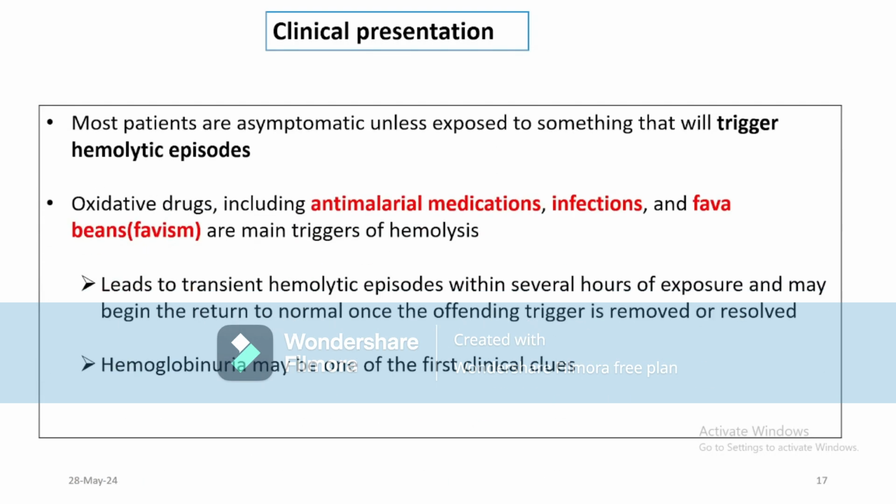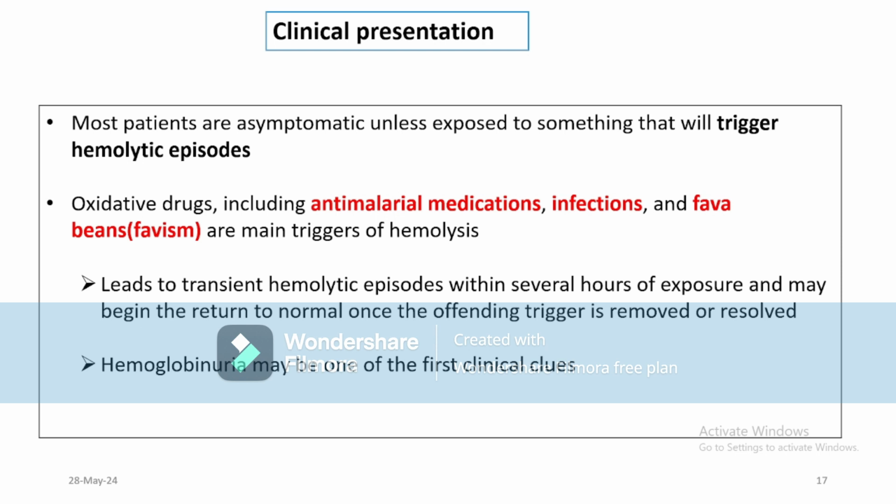Let's talk about the clinical presentation of G6PD deficiency. Most patients are asymptomatic unless exposed to something that will trigger a hemolytic episode. One funny thing about G6PD is that when you have it, you don't normally show symptoms. But certain drugs, certain chemicals, and even food substances may trigger a hemolytic episode. So somebody can be G6PD deficient, but the person will be walking as if nothing has happened to him or her.